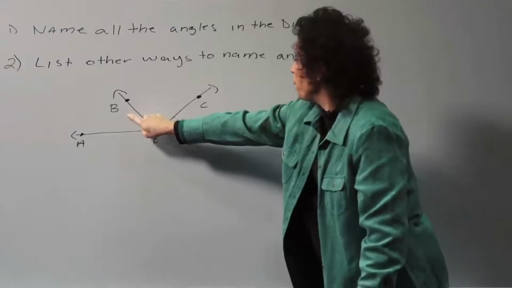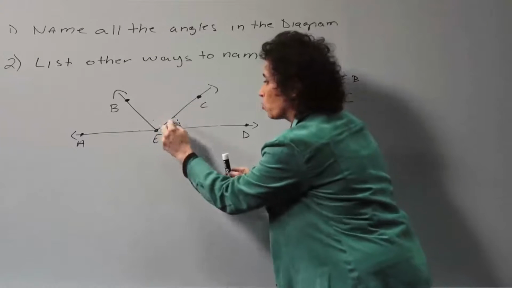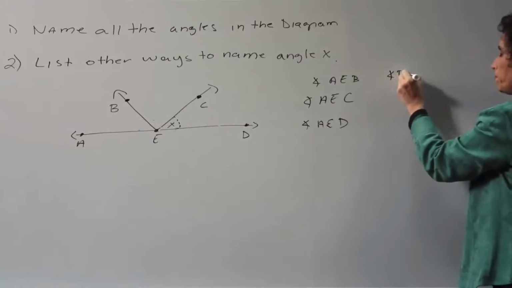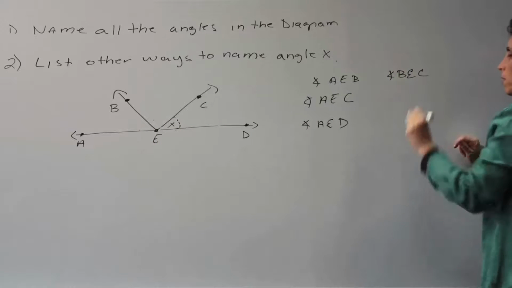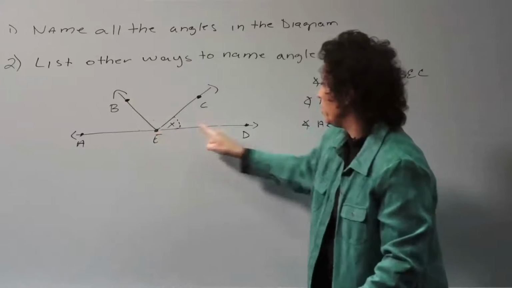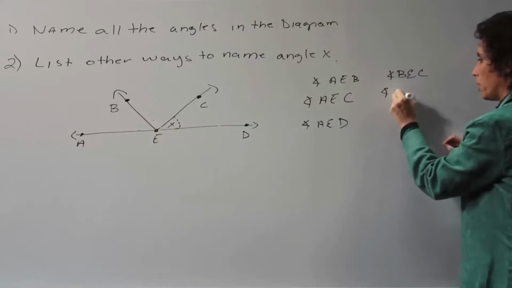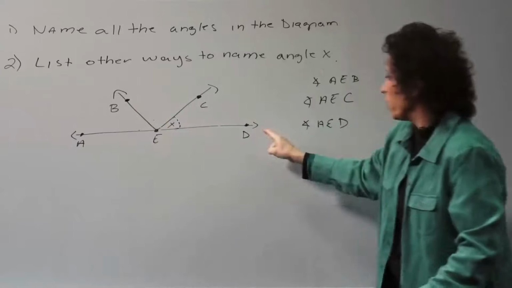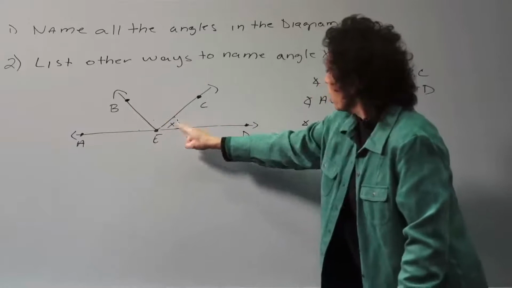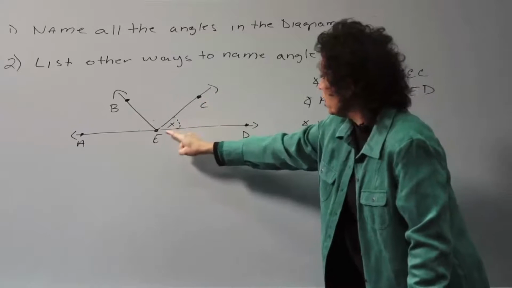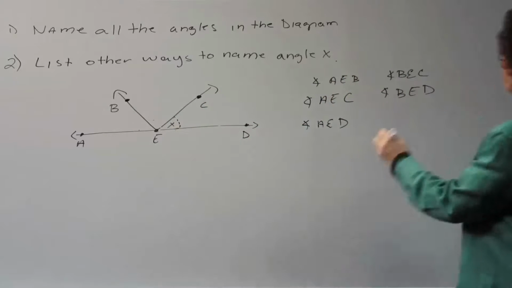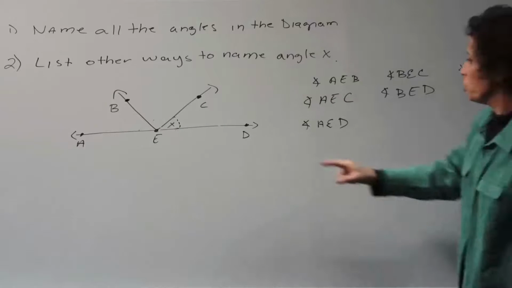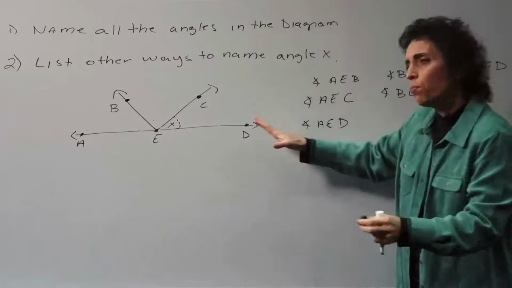Let's go to B. BEC. That's this angle right in here. BEC. And then angle BED. Angle BED. I think we're done with B, right? Nowhere else to go. Now, let's go to C. CED. Angle CED.